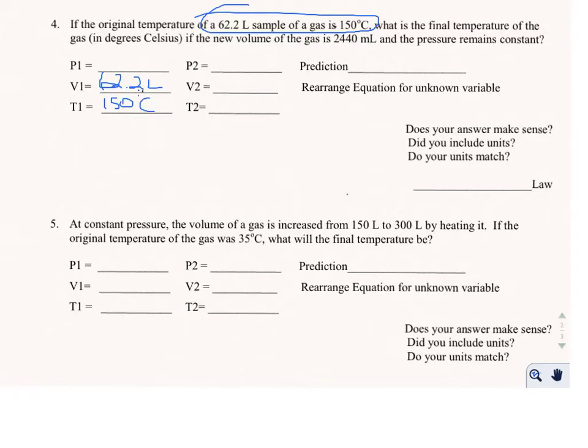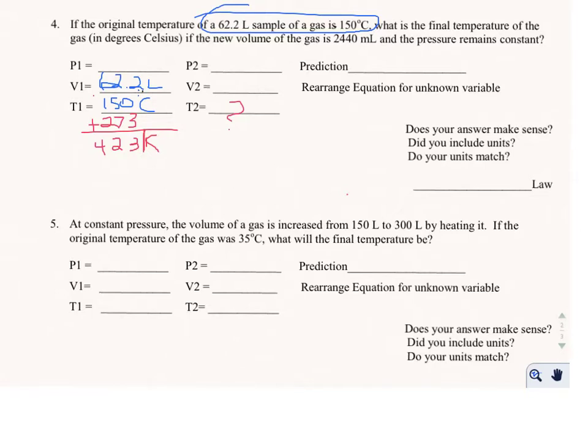And we learned that temperature cannot be done in Celsius, it must be converted to Kelvin. And this is done by adding 273. So our temperature is 423 Kelvin. What is the final temperature in degrees Celsius? We will convert at the end.